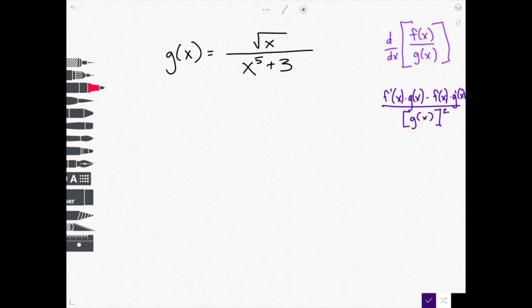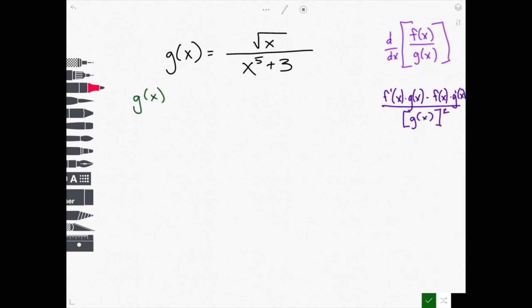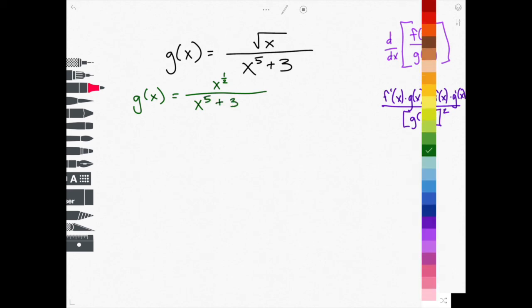And as you noted in your email, we can rewrite this function by changing the square root of x to x to the 1/2, making it easier to do a derivative. And so let's go ahead and do that.